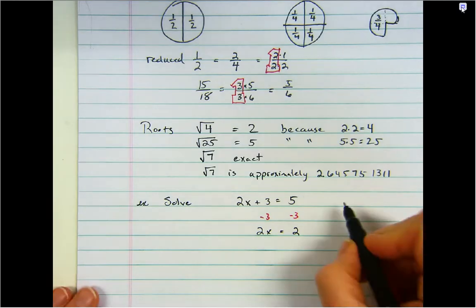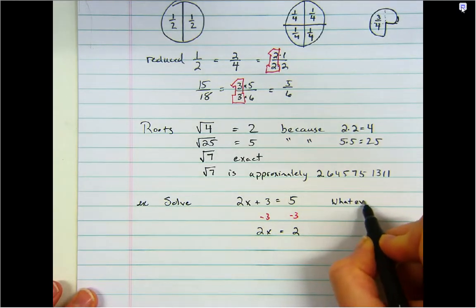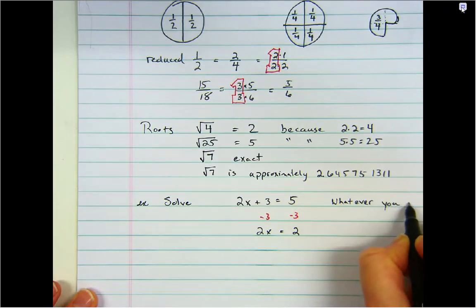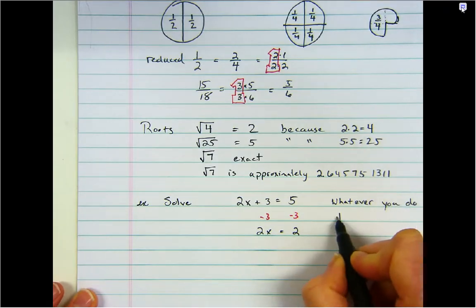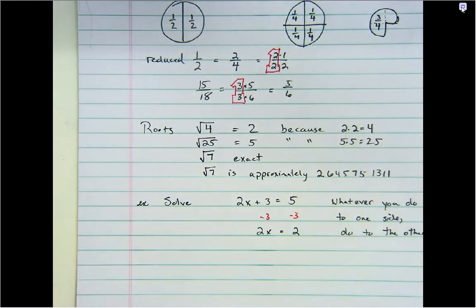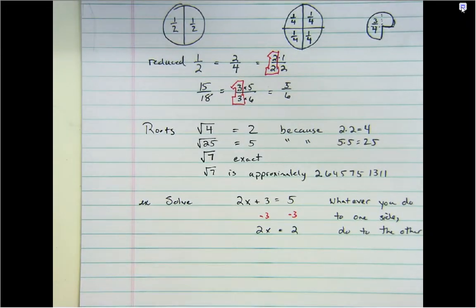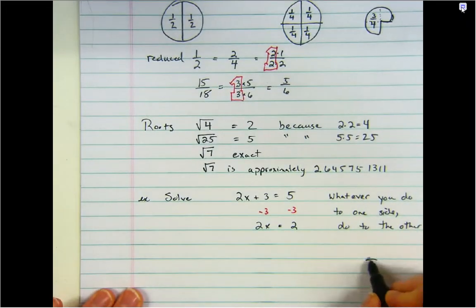So what we did there is we made sure what you do to one side of the equation, you do to the other. So whatever you do to one side, do to the other also. That's how you keep an equation true. Okay, so whatever you do to one side of the equation, do it to the other also. And that will keep the equation true because an equation is like a balance scale.